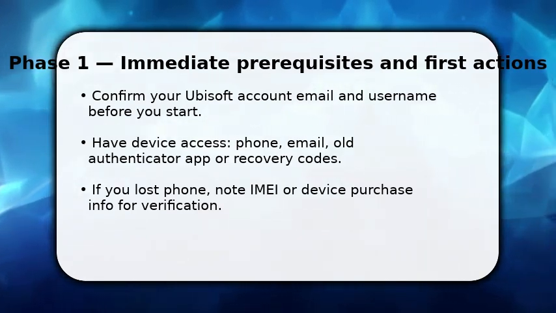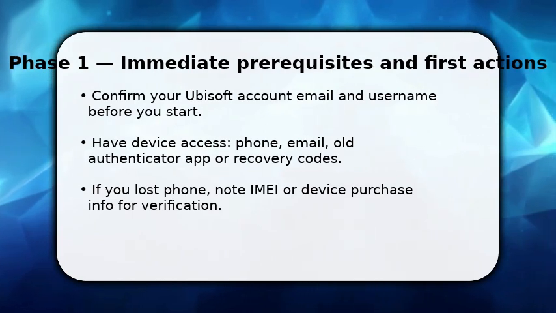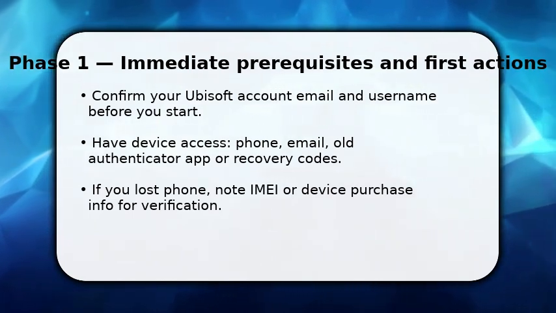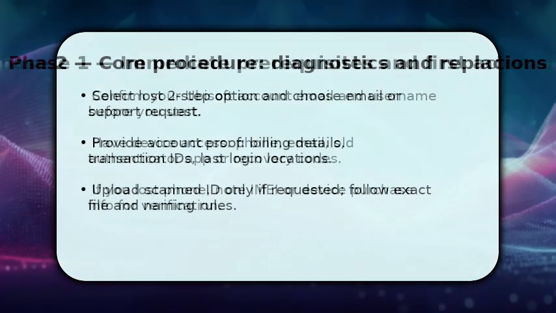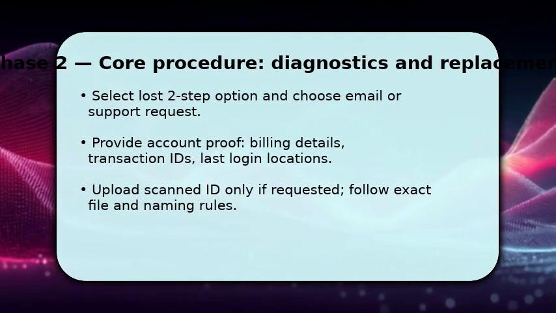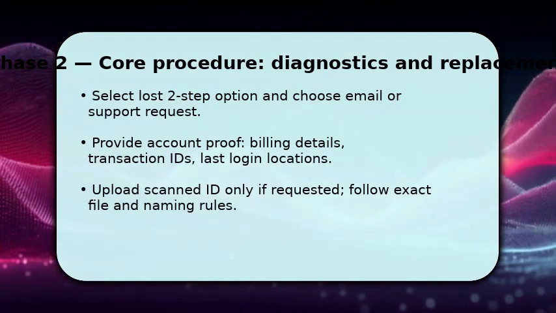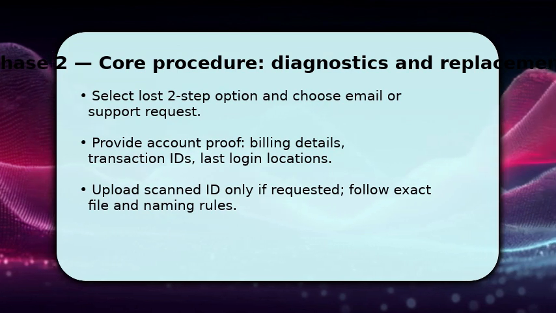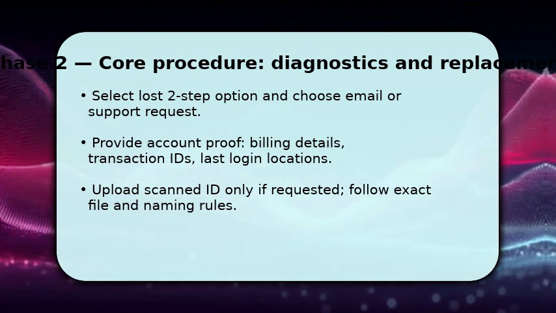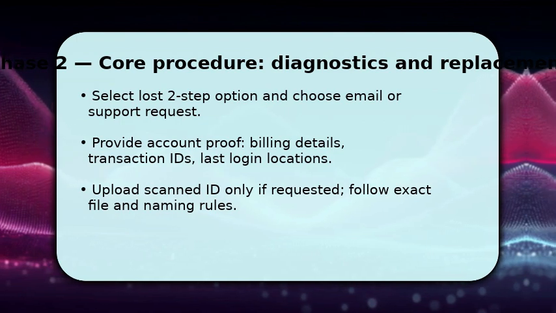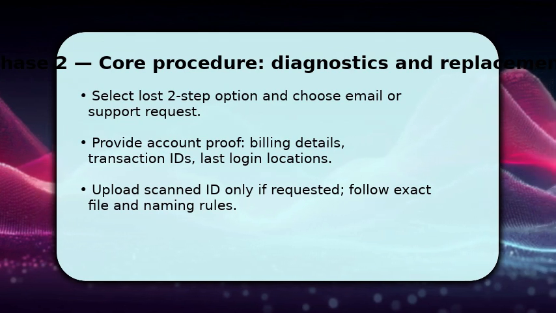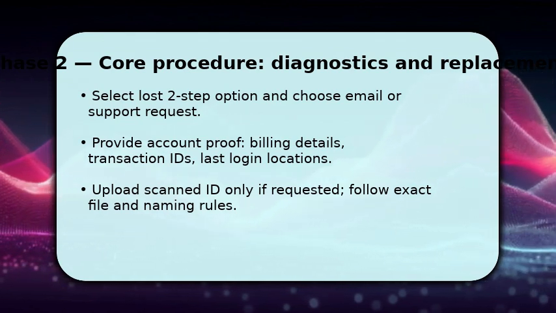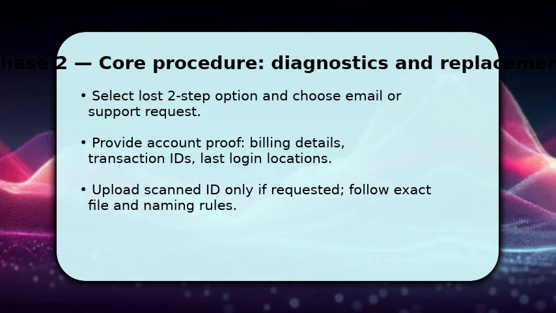Now open Ubisoft Connect or the web account page and choose "I can't access my two-step verification" to trigger the recovery flow, and you'll now follow the recovery form carefully. Choose the option for lost two-step authentication and pick whether to verify by email or by submitting a support request. Provide precise account proofs, recent billing details, transaction ID, or last login locations, because those confirm ownership.